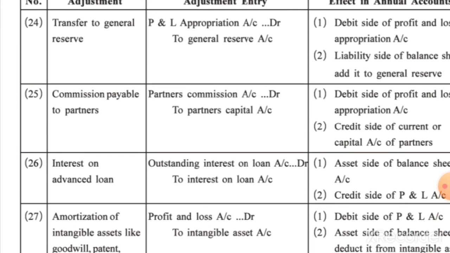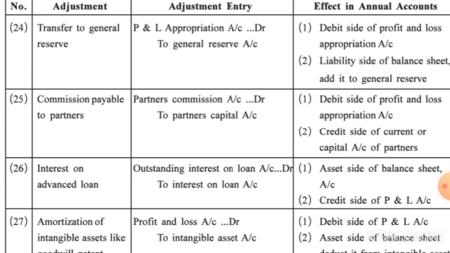Okay, now after understanding 23 adjustments, let us move on with the 24th adjustment, that is related to transfer to general reserve. Any kind of reserve, that is general reserve, that is accumulated profit. So the adjustment entry, that would be P&L appropriation account debit to general reserve account credit. So first effect that you will be giving is on debit side of P&L appropriation account, and the second effect, that would be liability side of balance sheet, you will add in the general reserve. Already on the liability side of balance sheet, we are noting the reserves and capital reserves or any kind of reserve funds. So in that reserve funds or in that general reserve, you will be adding this amount of general reserve.